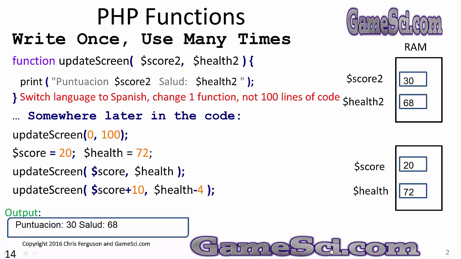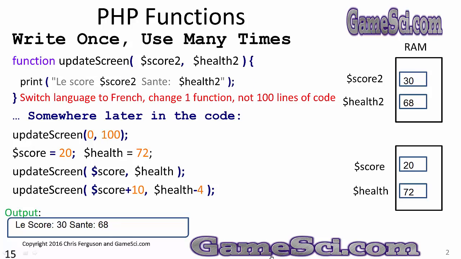This call to update screen right here will output in Spanish. This call to update screen will output in Spanish. This call. So imagine if I'd called update screen 100 different places. That's 100 different places that all changed to Spanish.